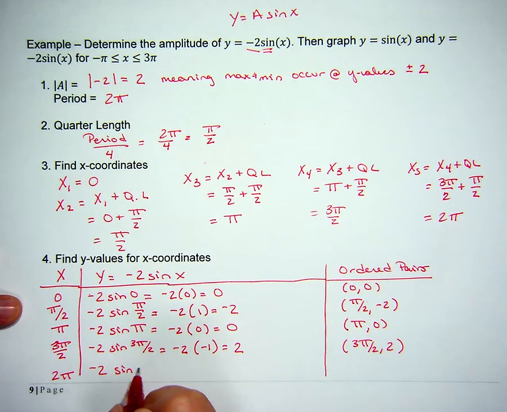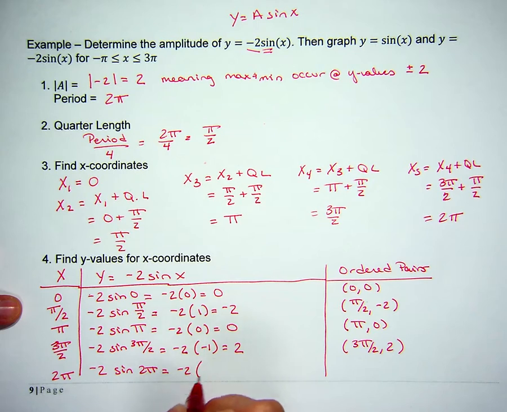Lastly, negative 2 sine of 2 pi. That's negative 2 times 0. Ordered pair, 2 pi and 0.